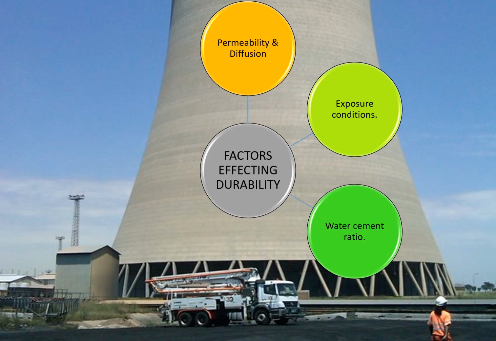Then comes the water cement ratio. When the water cement ratio is low, the durability is high. When the water cement ratio is high, the durability is less, because the porosity of the concrete is high. Thereby, it will be a major concern as far as the movement of chlorides and detrimental acids through the concrete is concerned.